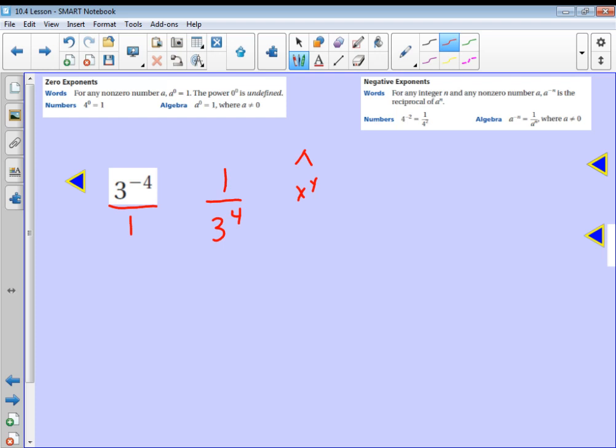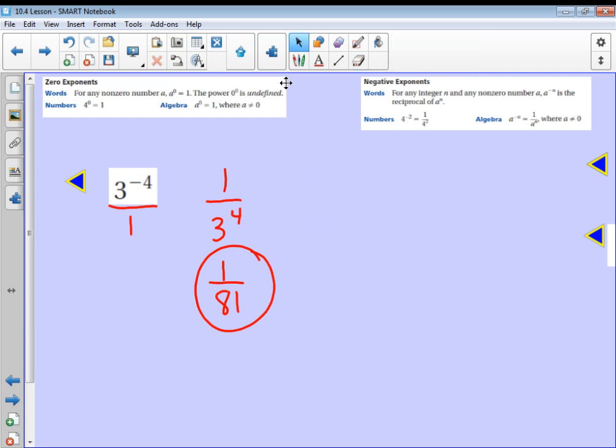Okay, so 3 to the 4th power gives me 81. So my final answer here is 1 over 81 as a final answer. Remember, when you're flipping it, it's changing that negative exponent to a positive. Okay, so let's try another one here.